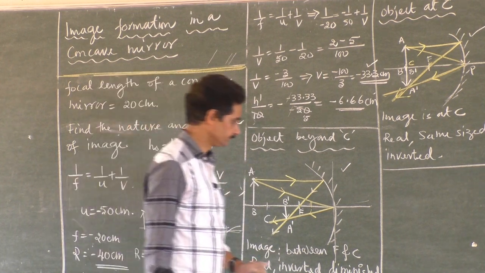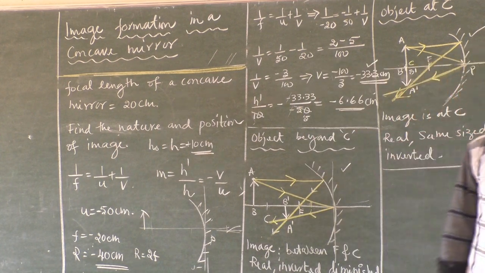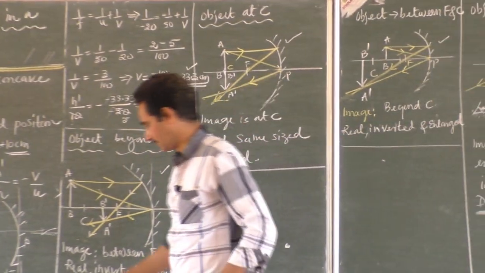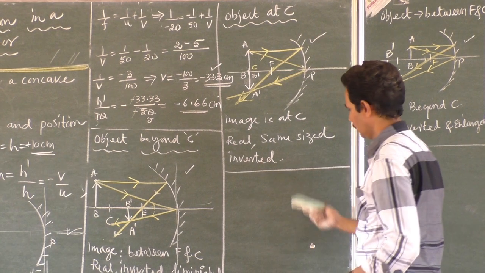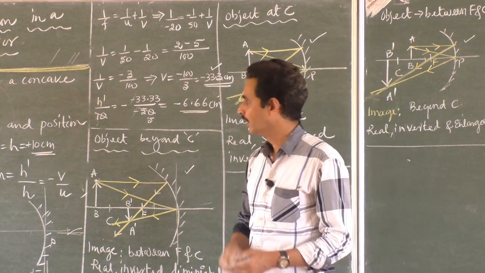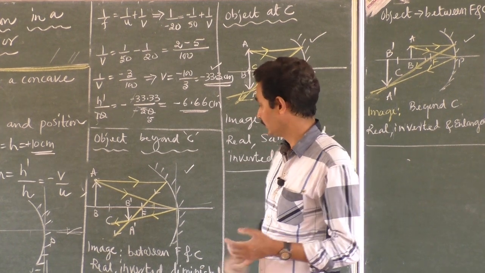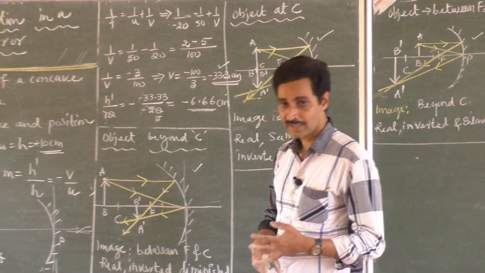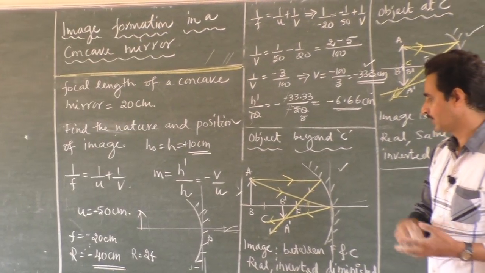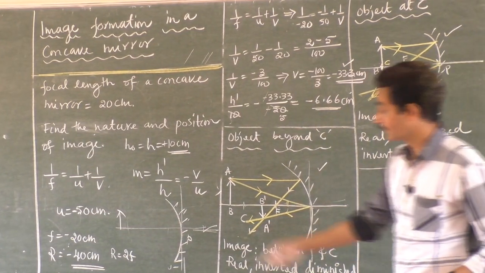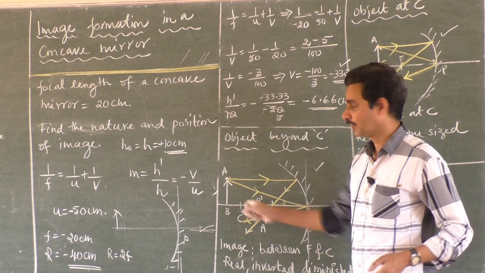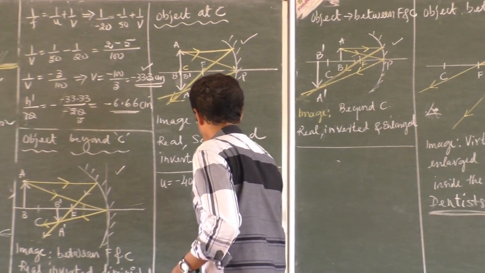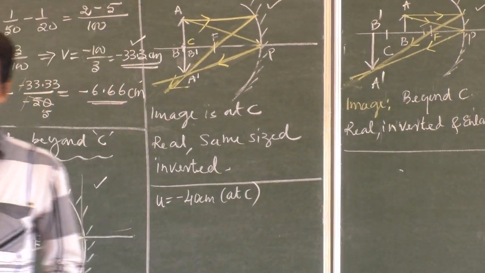Now we will change the position. Okay, let us keep the object at C. Shall we get the image at C? Same size, inverted. I think I can go a little faster now. Everything is same. Mirror, focal length 20, minus 20, because concave mirror on the other side. Height of the object 10 centimeter. But the object is not kept at 50 centimeter, it is kept at C, that means 40 centimeters. I'll take U is equal to minus 40, that means at C. You should get the image at C, inverted, same sized.